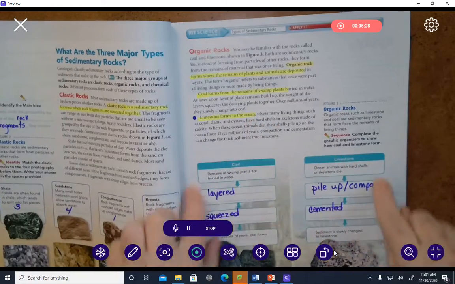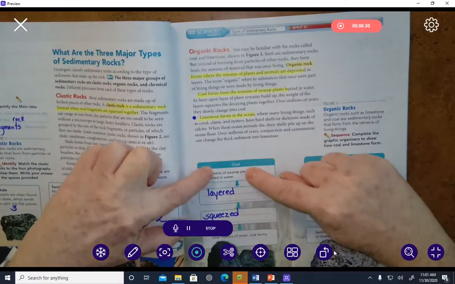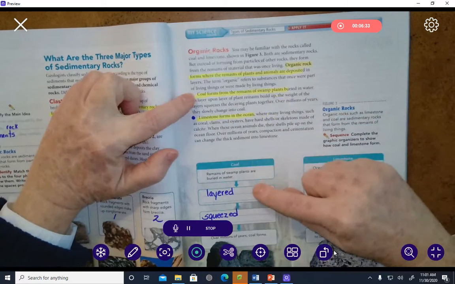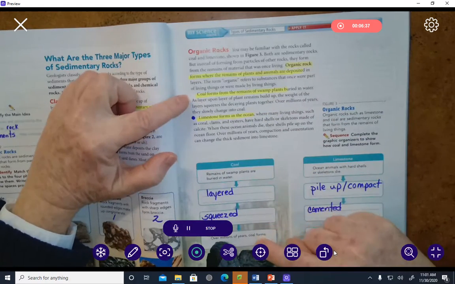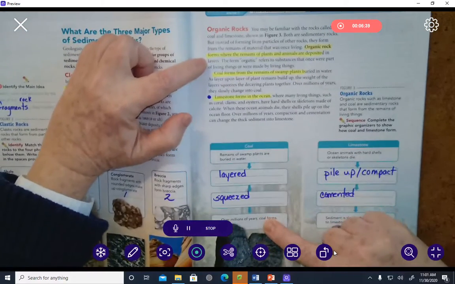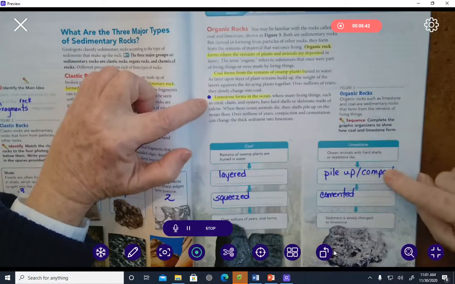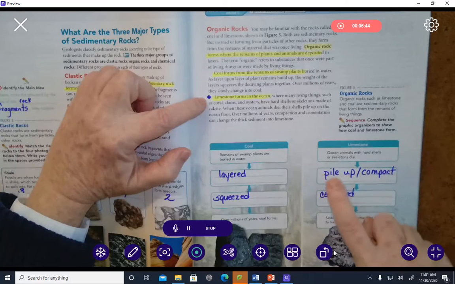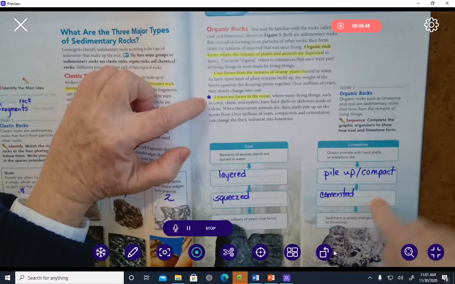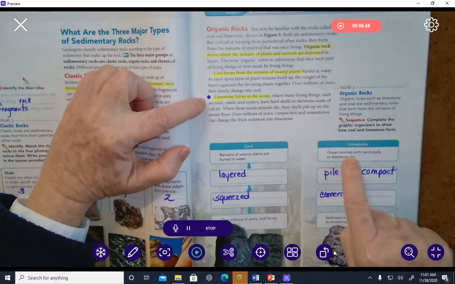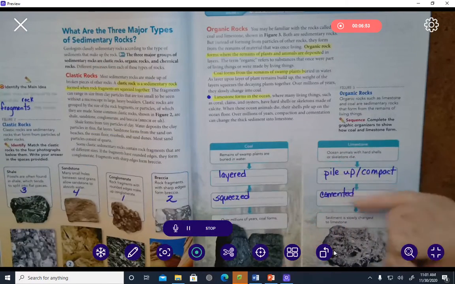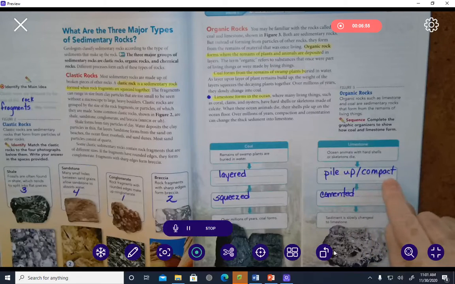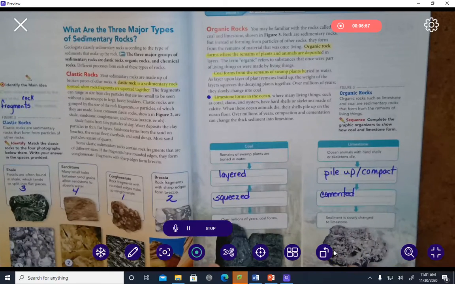This one looks difficult, but if you just go from this up to here, you would know that the plants and animals become layered, they're squeezed together, and then over millions of years, coal forms. And then limestone, this doesn't have to be exact. You can have pile up, compact and cemented. You could have ocean animals with hard shells or skeletons die, but we need them to pile up on the ocean floor. So if you put this one on that one, that would be okay. And then the sediment is slowly changed to limestone.